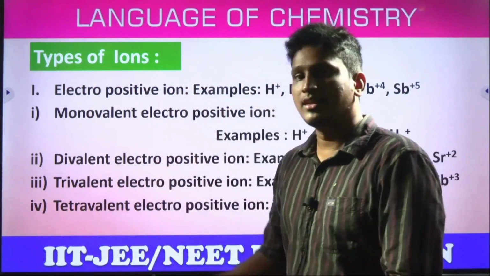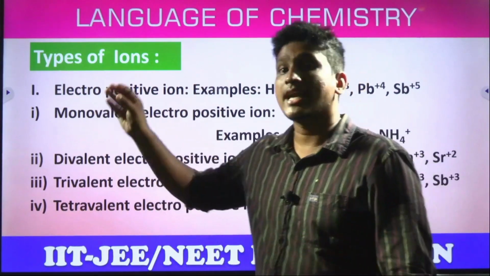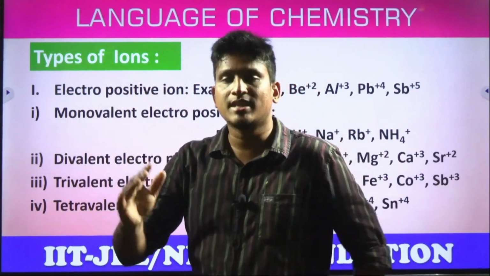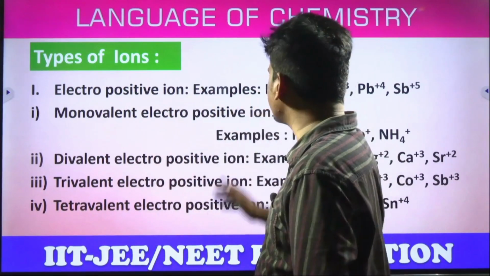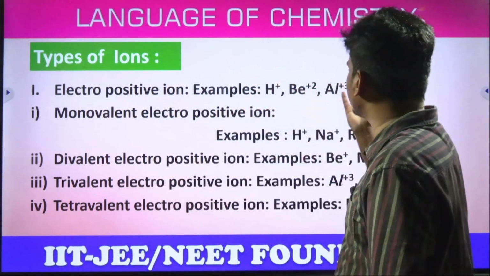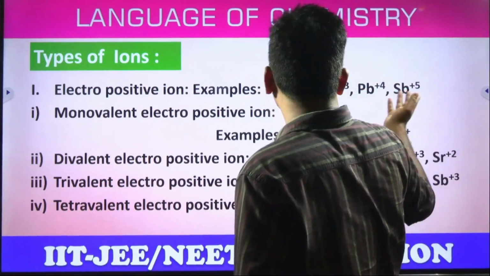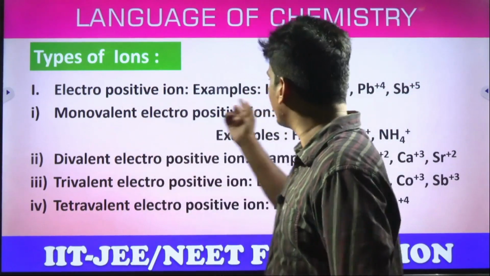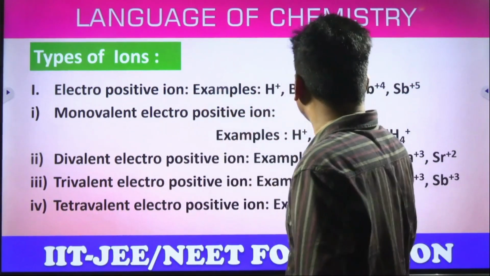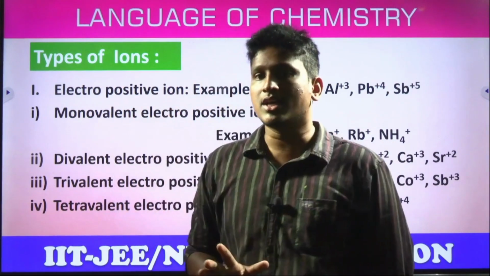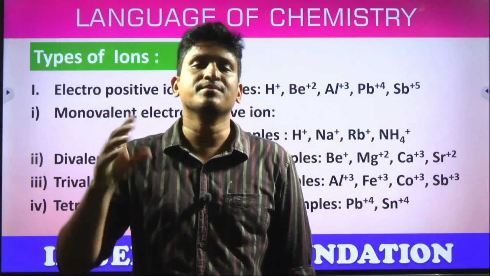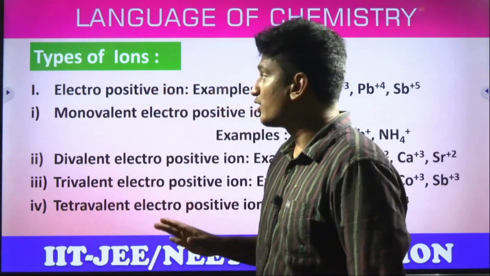In this slide we have cations, which are also called electropositive ions. Students, cations are also called electropositive, positive charge. Examples: H plus, Be plus 2, Al plus 3, lead ion and stibium. All these, you can look at the charges. They have plus 1, plus 2, plus 3, plus 4. Ultimately, what is the common thing in all these charges? Positive. That's why they come under cations or electropositive ions.